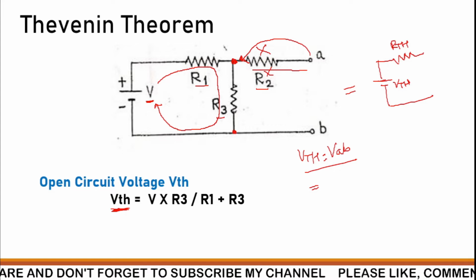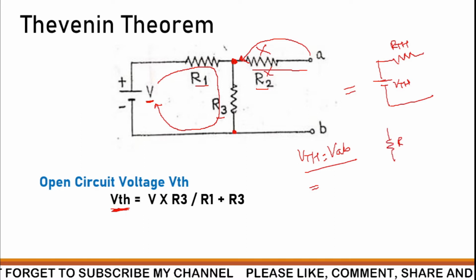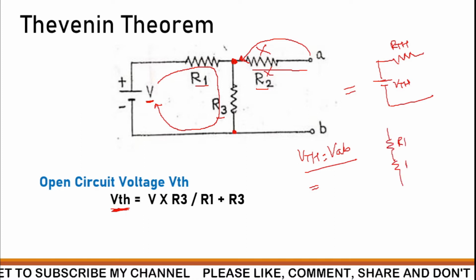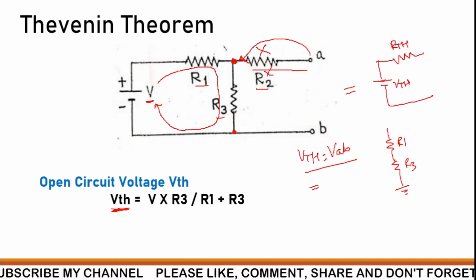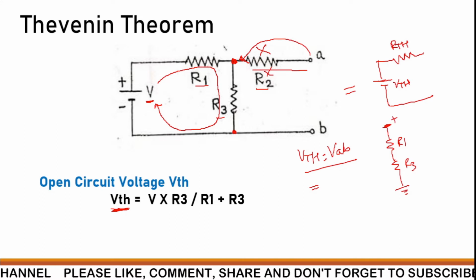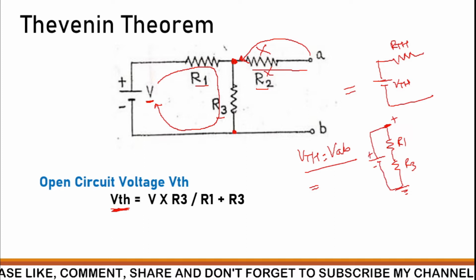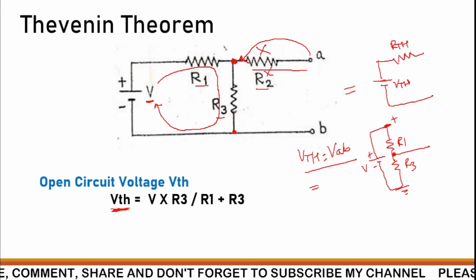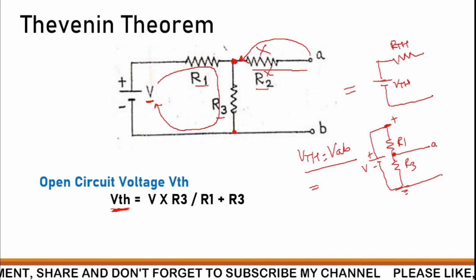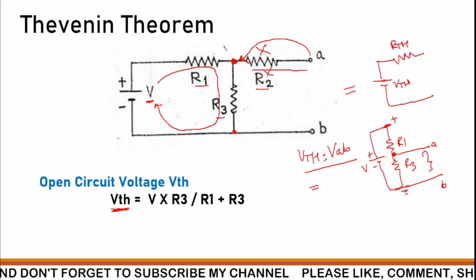You can look here, if the circuit is modified, it becomes resistance R1 and then resistance R3. It is connected to ground, meaning negative, and here is a plus, this is a negative. We are having V. We are going to calculate the point A here and the point B here. So can you name the circuit? This circuit is nothing but a voltage divider network.